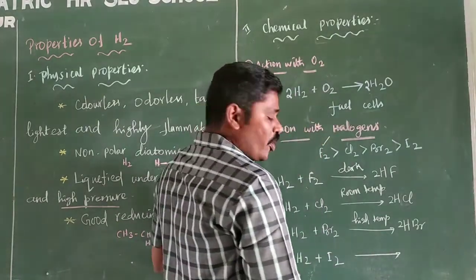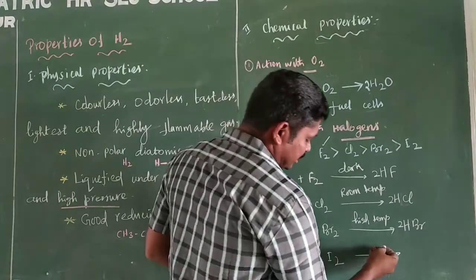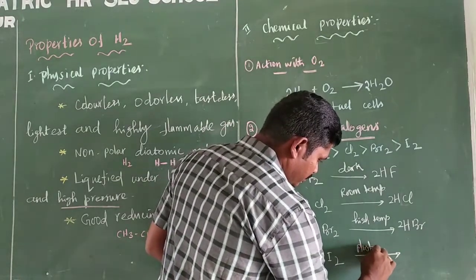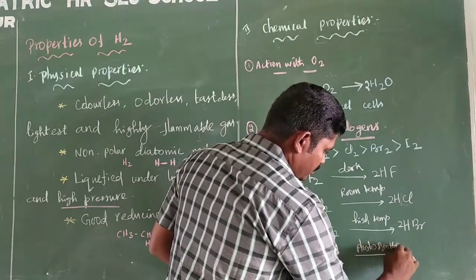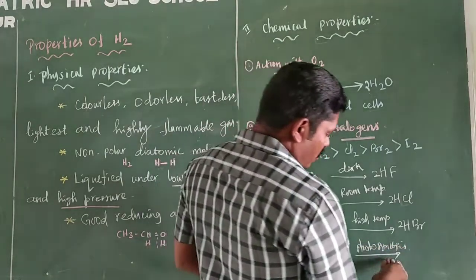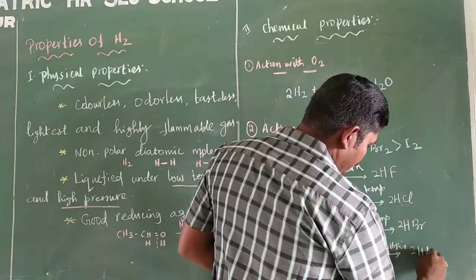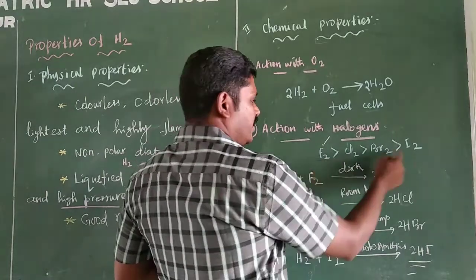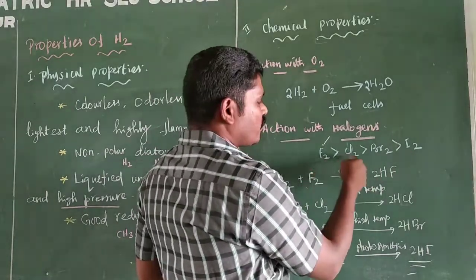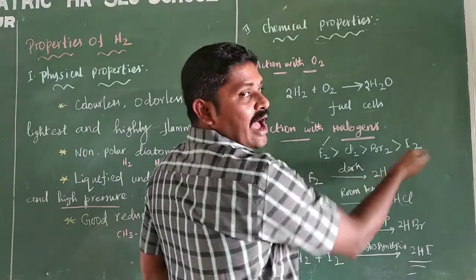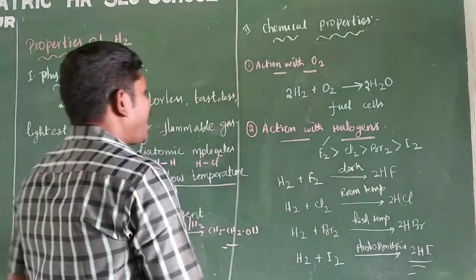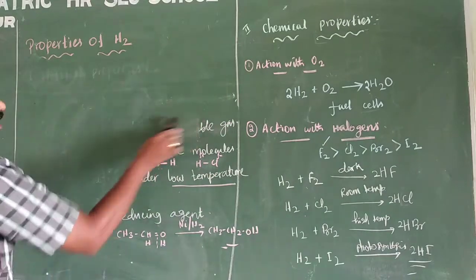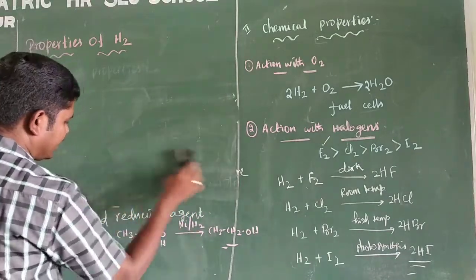In the presence of light, hydrogen reacts with iodine to give hydrogen iodide. The order of reactivity is fluorine higher than chlorine, then bromine and iodine. The third one is the reaction with metals.